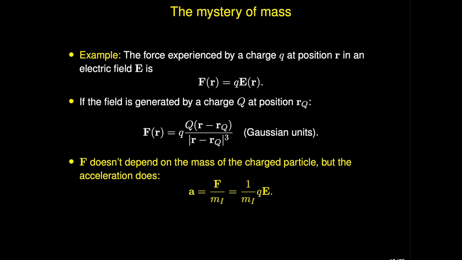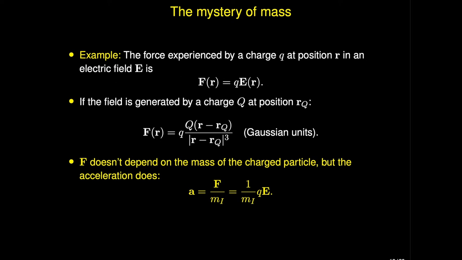And I show on the next line, as a particular example, if you have an electric field being generated by just a point charge, capital Q, at position r_Q, that's how the force would be given there. So F is equal to little q, where little q is the charge that is experiencing the force.